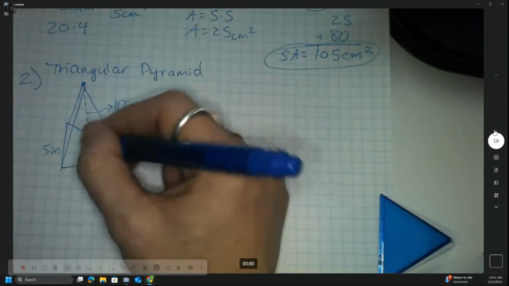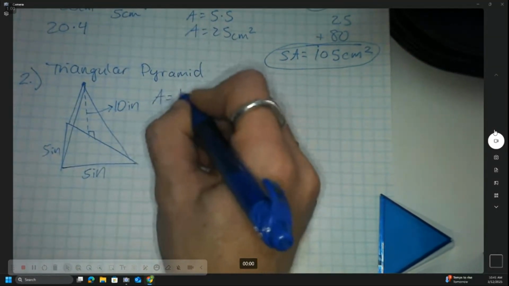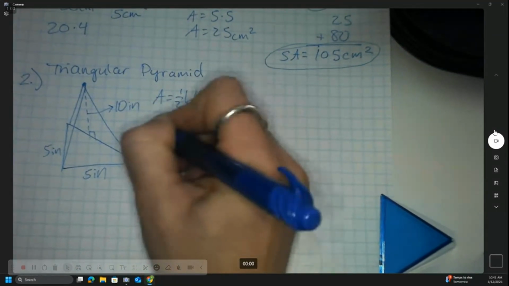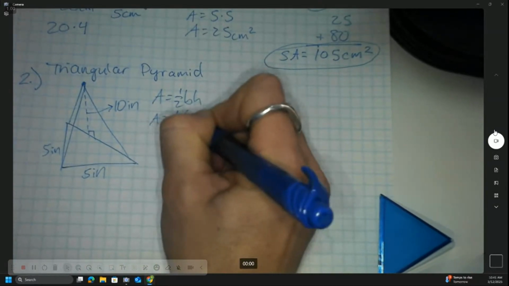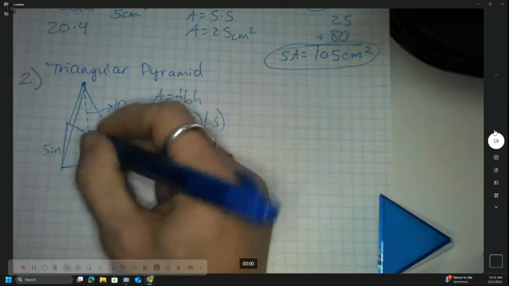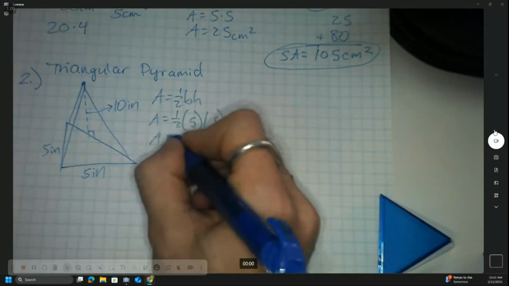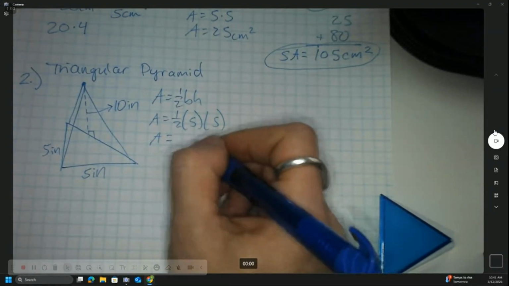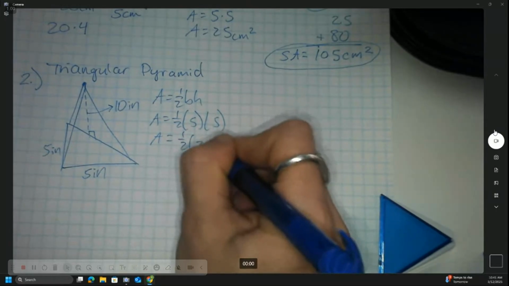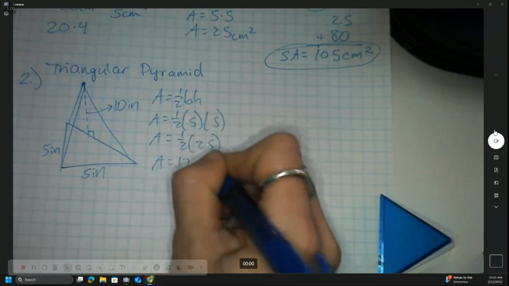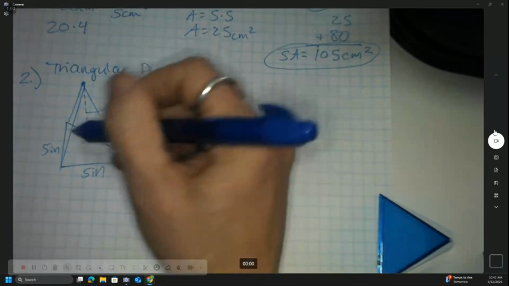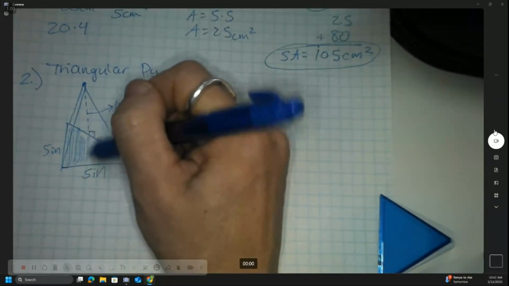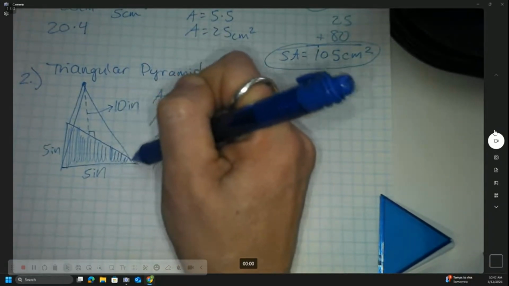Let's solve for the base of the triangle first. Area, 1/2 times base times height, so 1/2 times 5 times 5. Again, the base, 5 times 5 divided by 2. 5 times 5 is 25. Half of 25 is 12.5. So 12.5 inches squared. We just solved for the area. I'm going to do some shading this time for just the base.